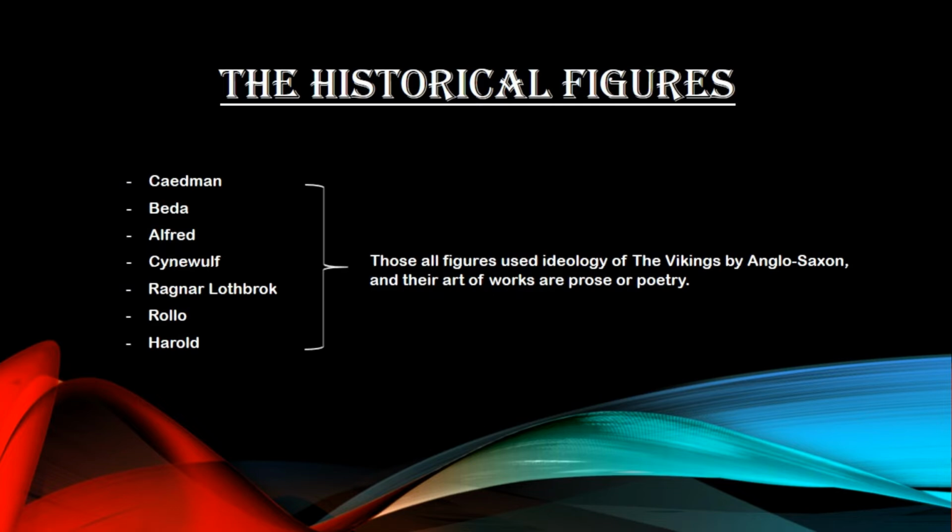The second slide is the historical figures. The first one is Caedmon, the second is Beda, the third is Cynewulf, the fourth is Alfred, the fifth is Ragnar Lothbrok, the sixth is Harald, the seventh is Rollo. All of these figures used the ideology of the Vikings by Anglo-Saxon, and their art of words are prose or poetry.